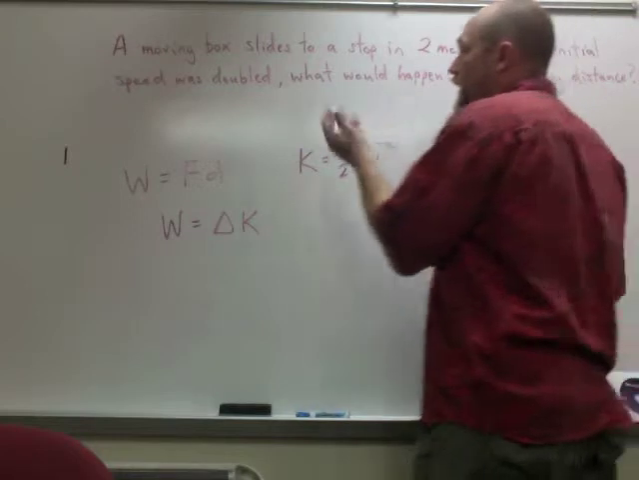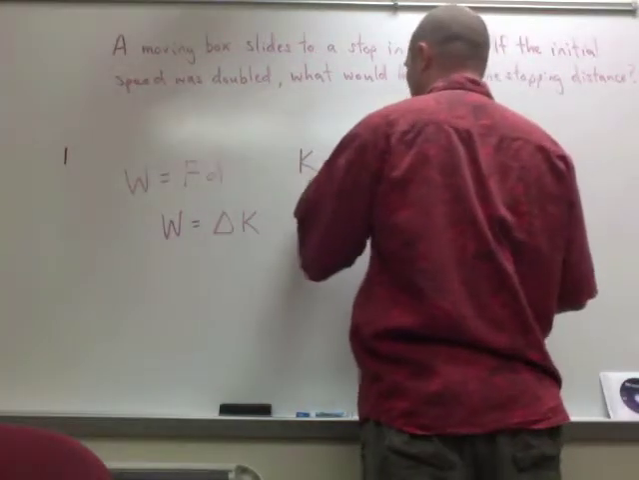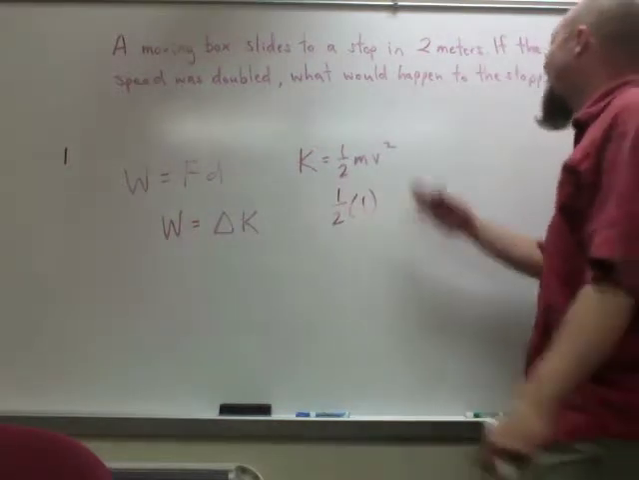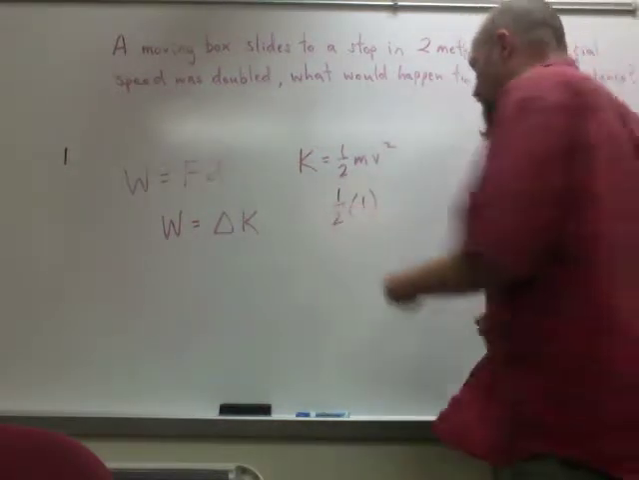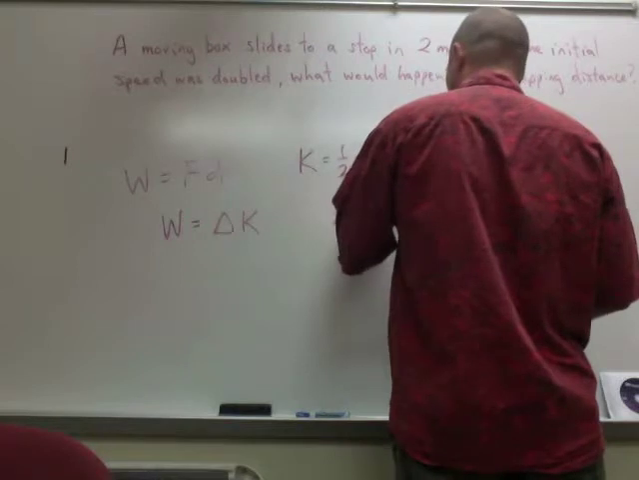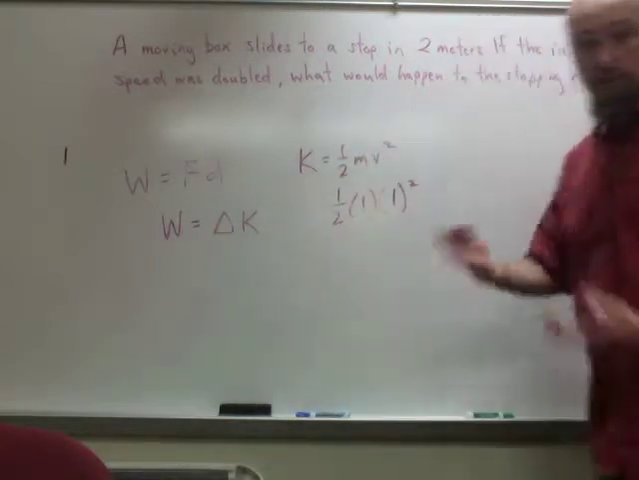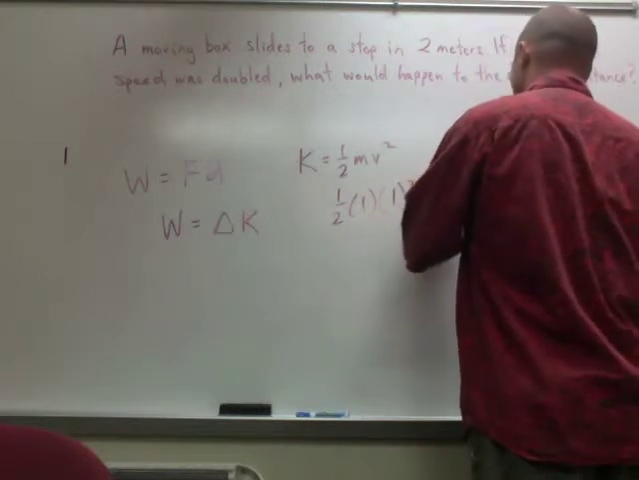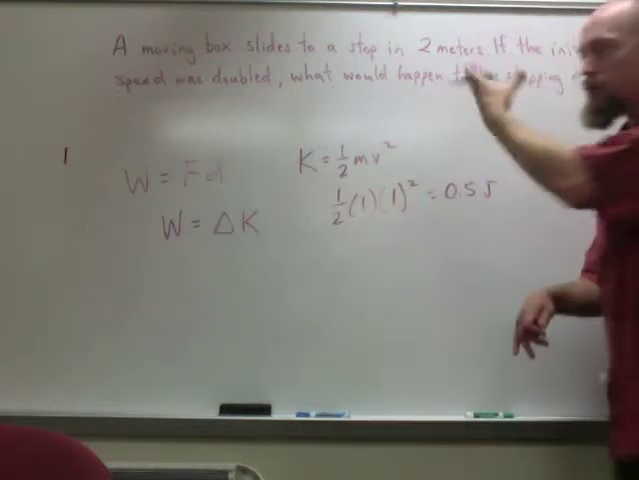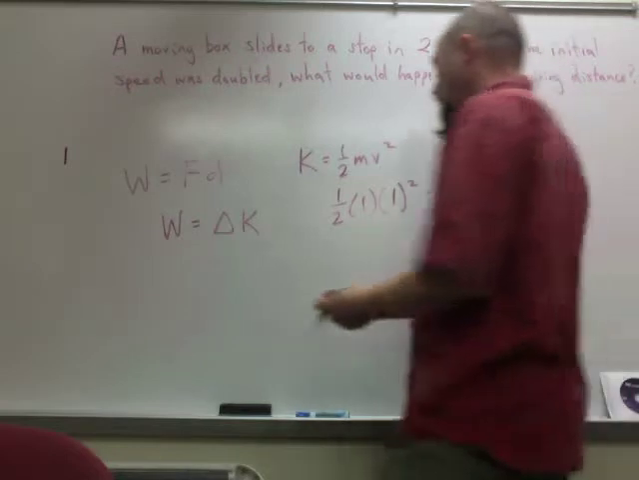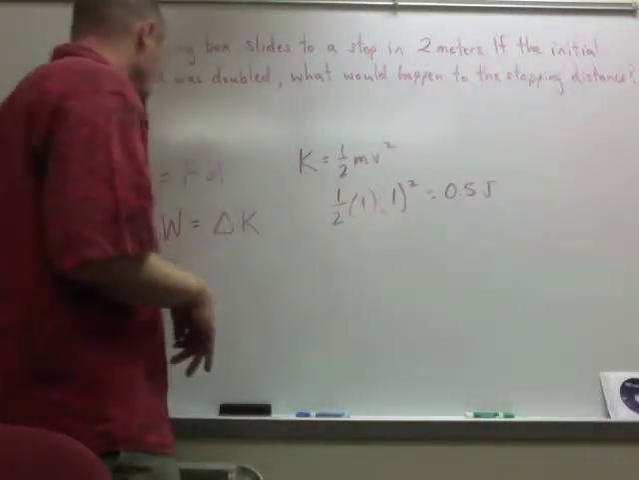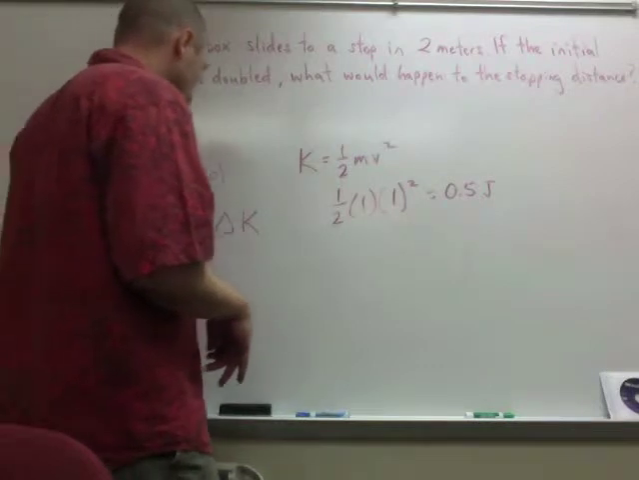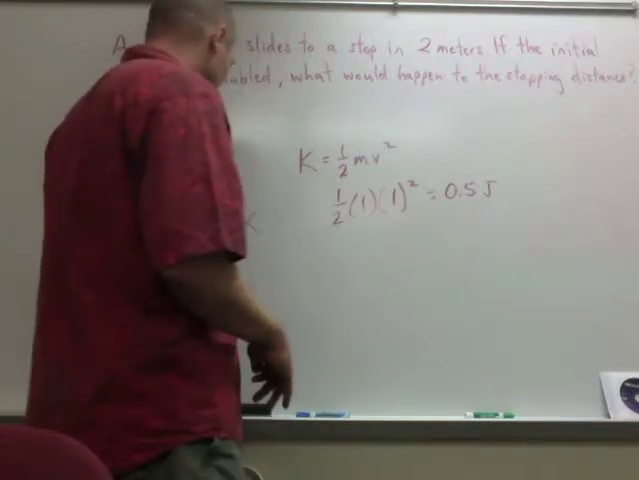I don't give you a mass, so let's make up a mass. A really easy mass is 1. I didn't give you a speed, so let's make up a speed. Another really easy number is 1. So 1 times 1/2, I get 0.5 joules. That's how much energy I have at the beginning. At the end, it's going to be 0. So I end up with F times D equals 0 minus 0.5, because it's final minus initial.